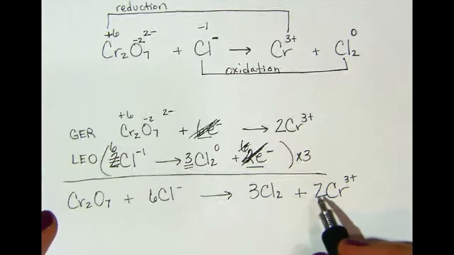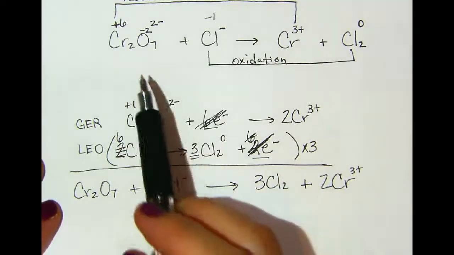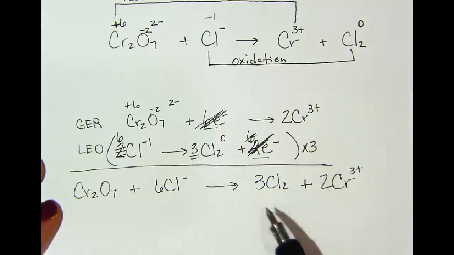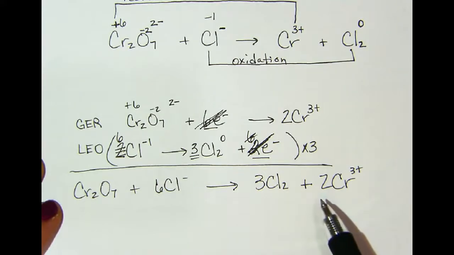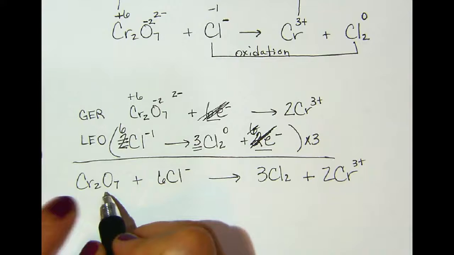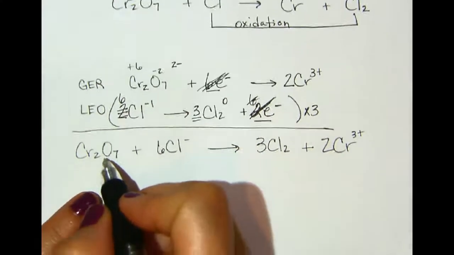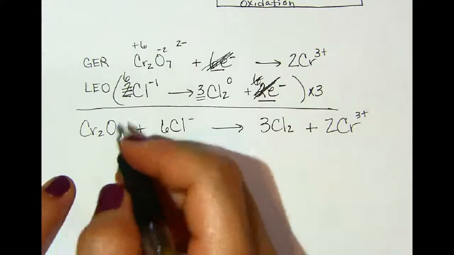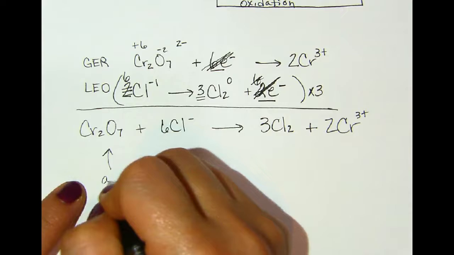And so I've just combined those two equations, which, you'll notice, gave me back my original equation, but with the coefficients now in place. Okay, so now we're going to balance the oxygens. Notice we have 7 oxygens on the left-hand side, and so to balance oxygen, we're going to add water.